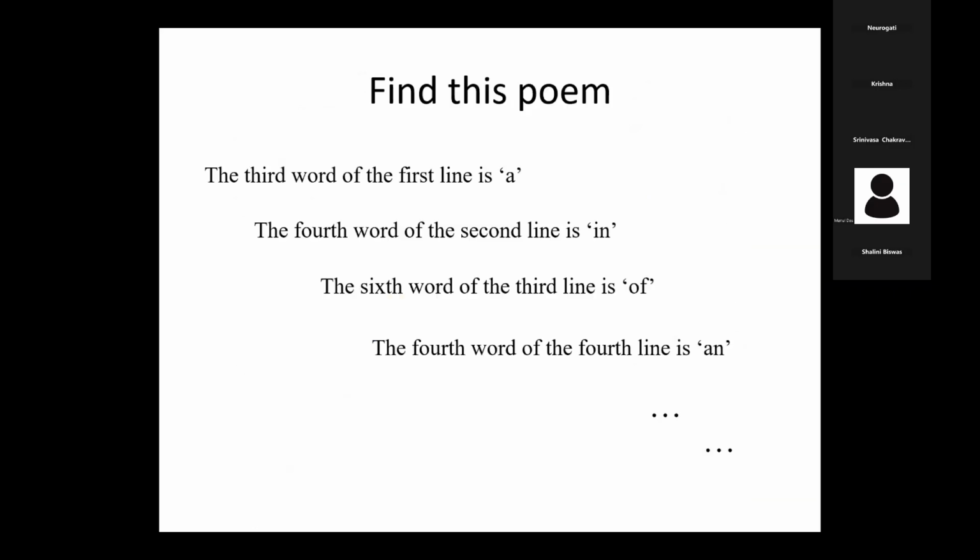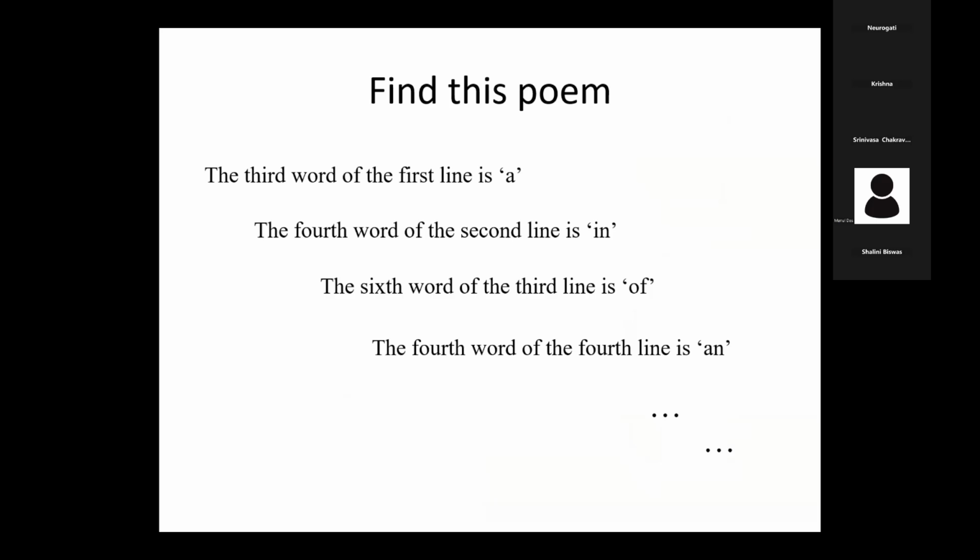So to understand the problem that we face when we try to understand the brain's organization is something like this poem. I'll tell you a poem, right? I'll just say that in this poem, it has 4 lines, and the third word of the first line is "A", the fourth word of the second line is "in", and so on and so forth. I'll give you many such clues, and finally you have to understand what the poem is. It's very confusing to understand.